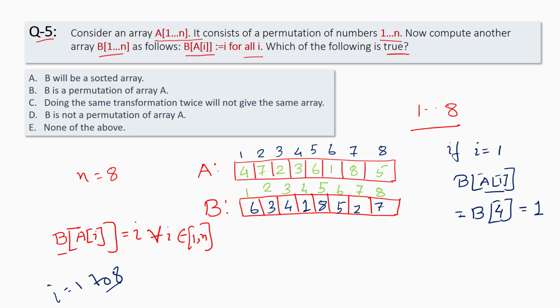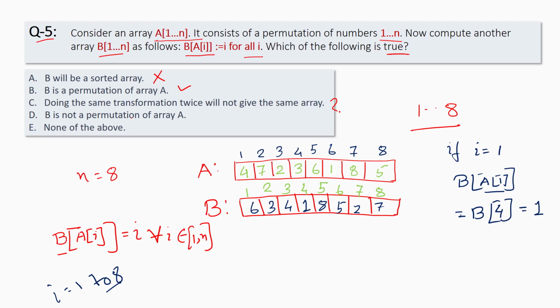Option A, B will be a sorted array. Clearly this is not a sorted array, so this is crossed out. B is a permutation of array A. Yes, B is a permutation of array A because this B also contains values between 1 to 8. So this is another permutation from 1 to n, so this is true. Next, doing the same transformation twice will not give the same array. That means if we transform B with the same transformation function, we will not get the array A. We don't know whether this is true, so we have to prove whether this is true or false.